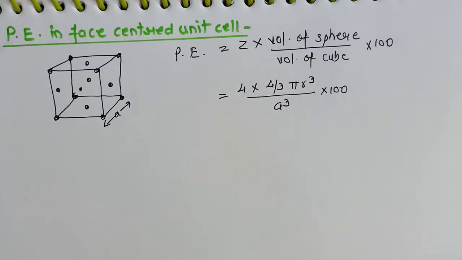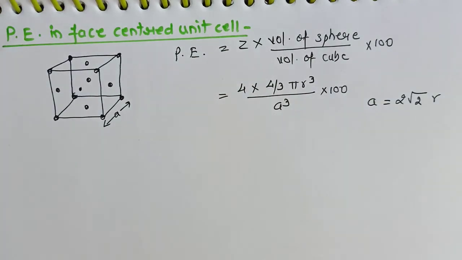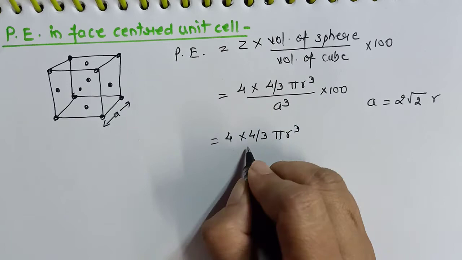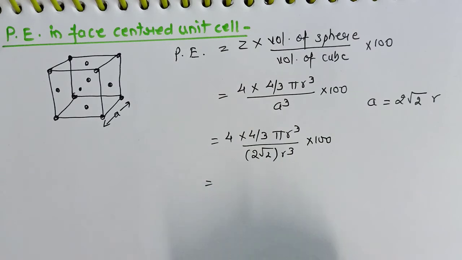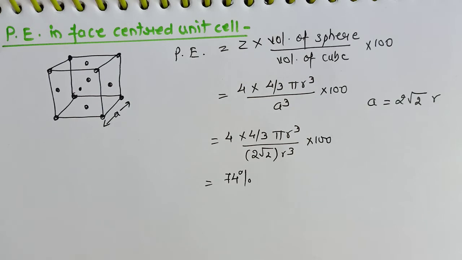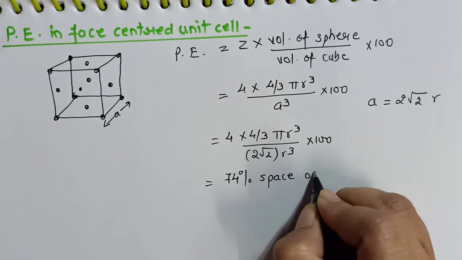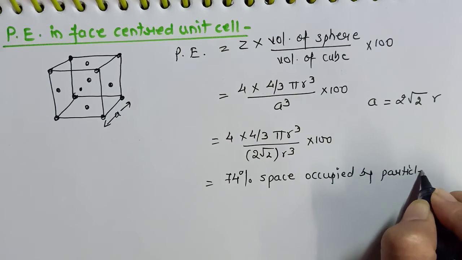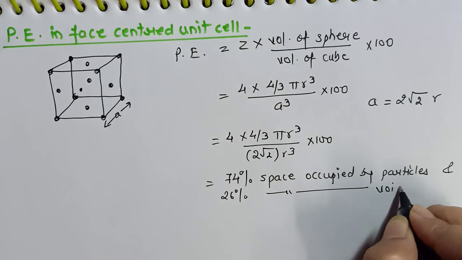Let us know the relationship between a and r. So a equals 2 root 2 r. Substitute the value: 4 into 4 by 3 pi r cube upon 2 root 2 r cube into 100. If we solve this, we get the answer 74%. That means in face centered unit cell, 74% space is occupied by the particles and 26% space is occupied by the voids.